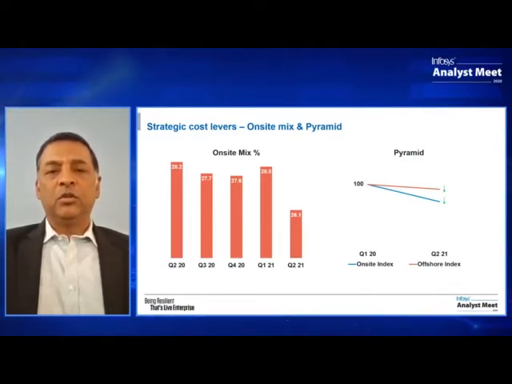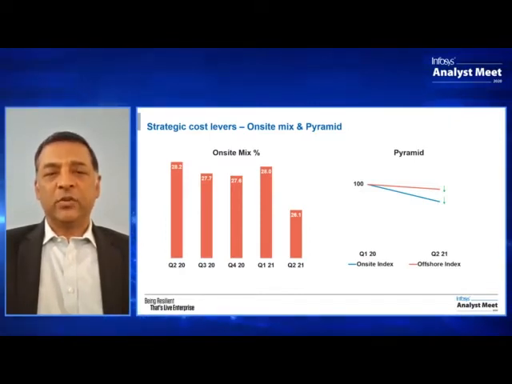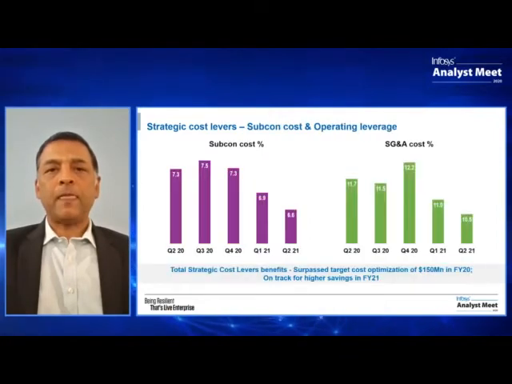On the pyramid side, both on-site and offshore, historically on-site pyramids have been much steeper, but with our strategy on building out our 6 innovation hubs in the US and in other geographies, and our ability to hire freshers en masse from local community colleges, we believe we can continuously improve the pyramid both on-site and offshore, and we have seen that continuing over the last 6 quarters as an index, as we see that benefit flowing into the bottom line. In terms of our subcon costs, we continue to be one of the lowest in the industry in terms of utilization of subcons as well, and you can see the trends.